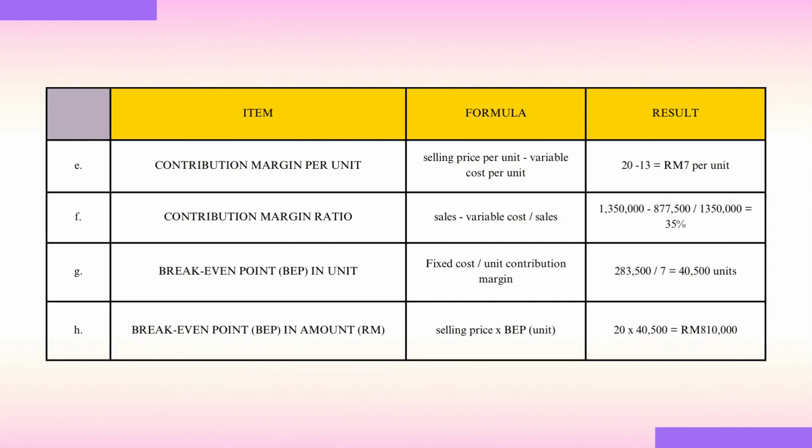So for the break-even point in unit, we are going to take the fixed cost divided by unit contribution margin, which is 283,500. We will divide by the unit contribution margin, which is 7, and we are going to get 40,500 units. So for the break-even point in amount, we are going to take the selling price, which is 20 ringgit, and multiply it by the break-even point, which is 40,500. So we are going to get 810,000.